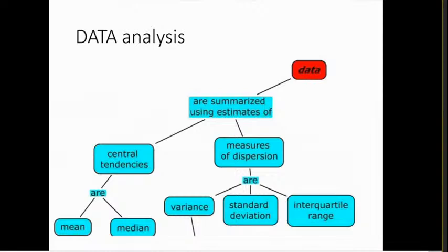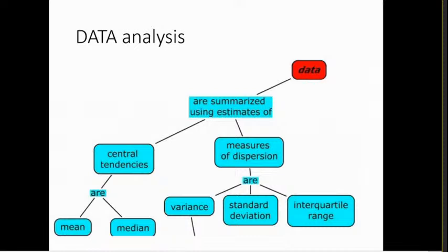But the data is in the form of counts. This count data analysis is summarized in two different ways: the central tendency and a measure of the dispersion. What is the center, and how is it dispersed through all the experiments? These two topics are very important in our laboratory research.